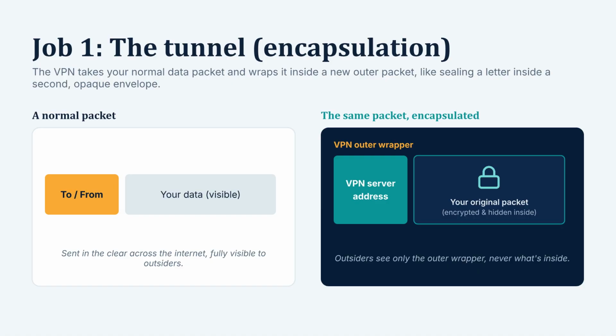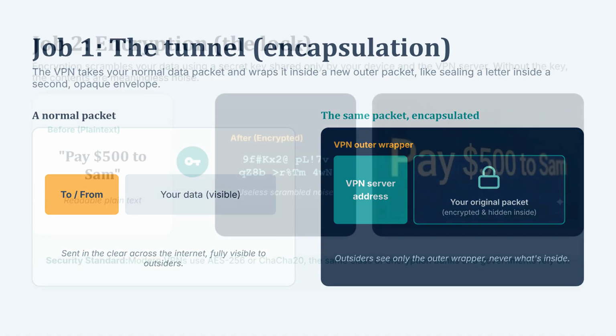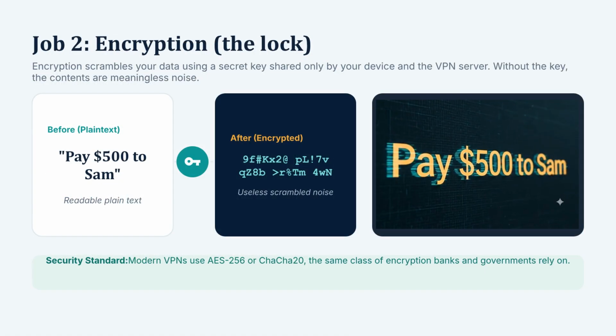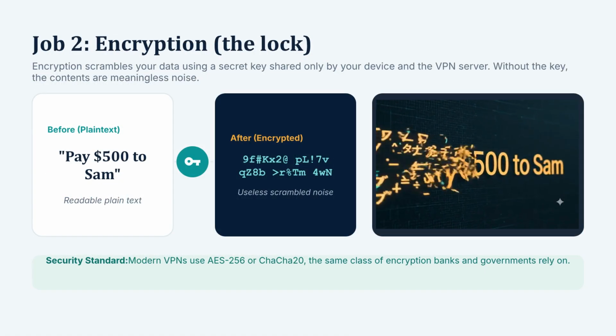The primary function is tunneling. A standard data packet contains both an address label and the actual data, both of which are visible. A virtual private network, VPN, encapsulates the entire packet within a new external packet, analogous to enclosing a letter within a second, non-transparent envelope. Observers can only view the outer packet directed to the VPN server, while the original packet remains concealed.